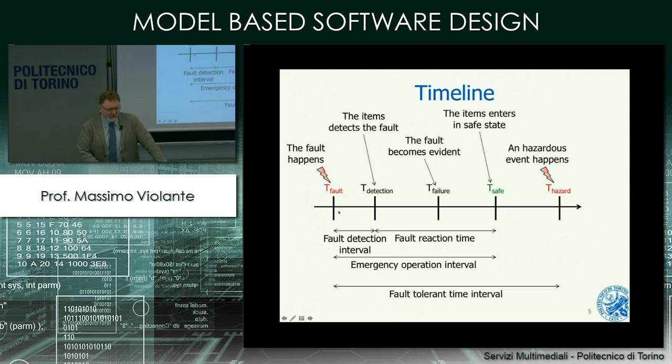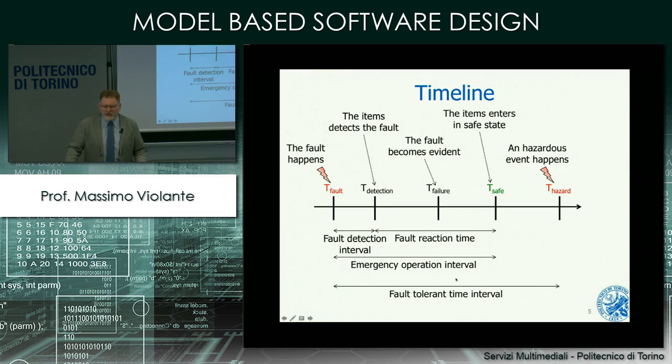The amount of time that spans from the happening of the fault till the hazard is the fault-tolerant time interval. So this is the maximum amount of time we have available to put at work some mechanism for avoiding reaching the hazardous state, okay? All these times, as we will see later on, are part of our design.